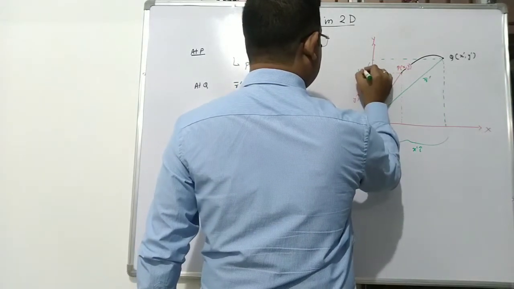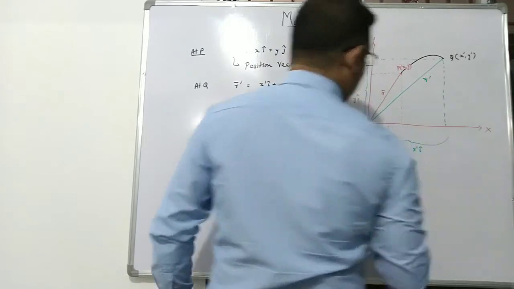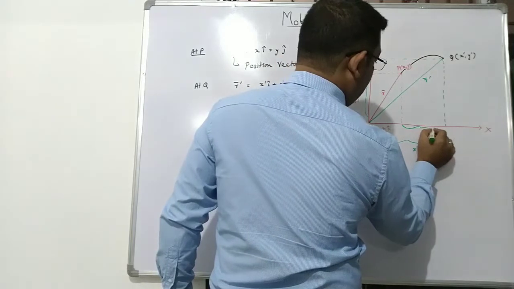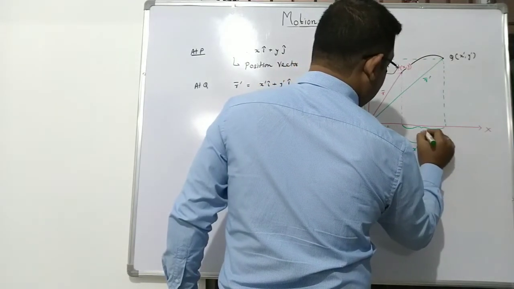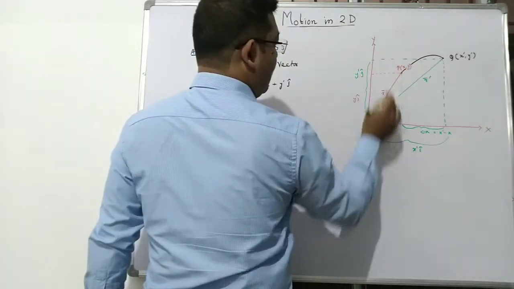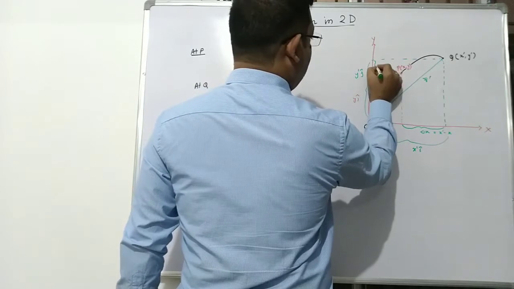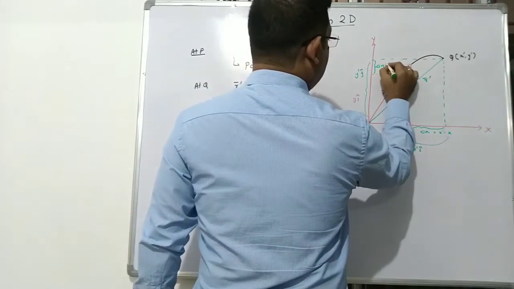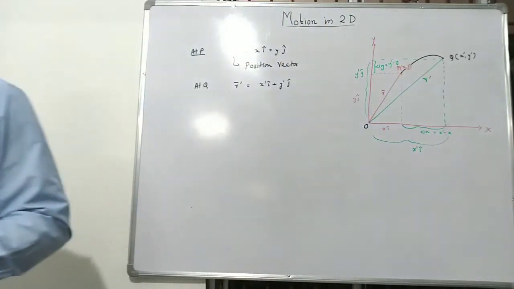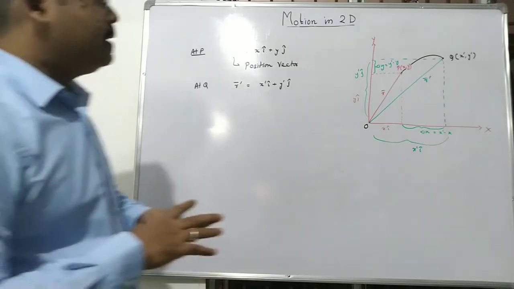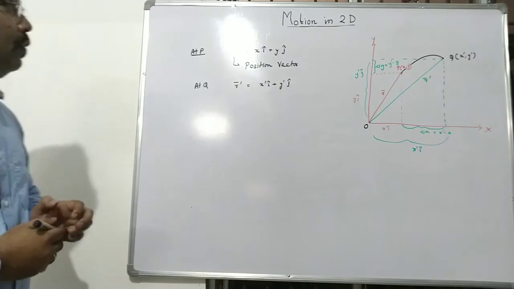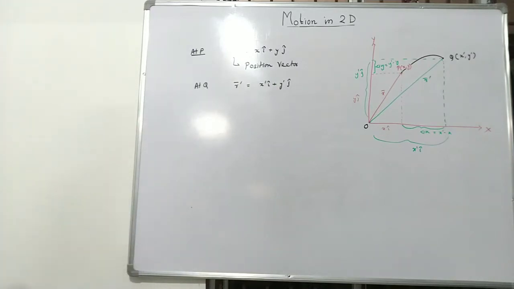it will be y dash j cap. So what in effect has happened is that the particle has shifted through a distance delta x, which is equal to x dash minus x, along the x-axis, and also through a distance delta y, given by y dash minus y, along the y-axis. So the displacement of the particle has taken place in both the different axes. So what is the net displacement of the object?